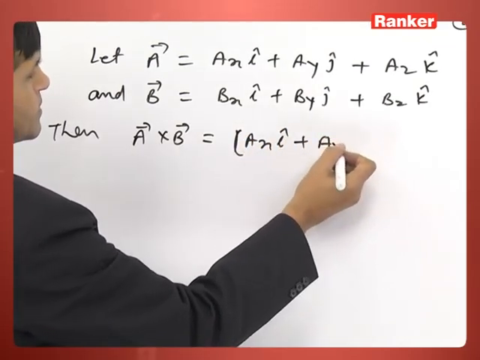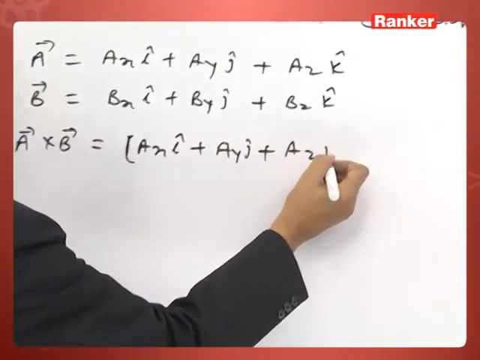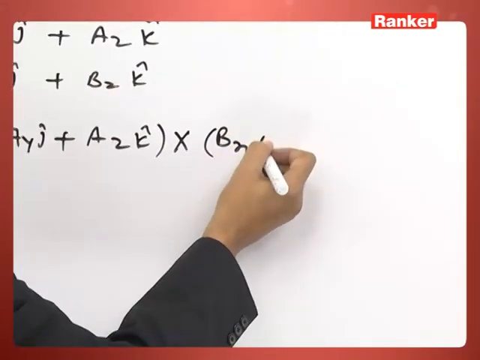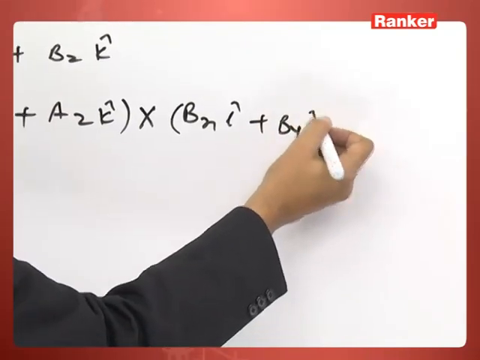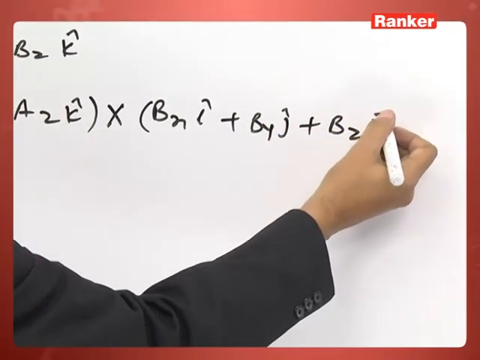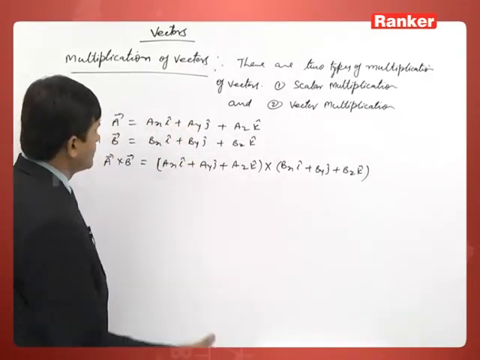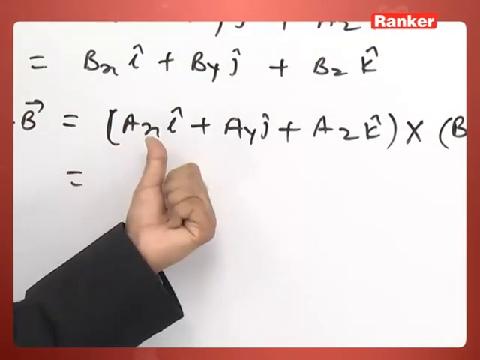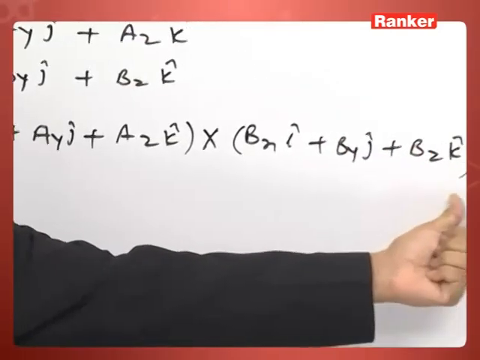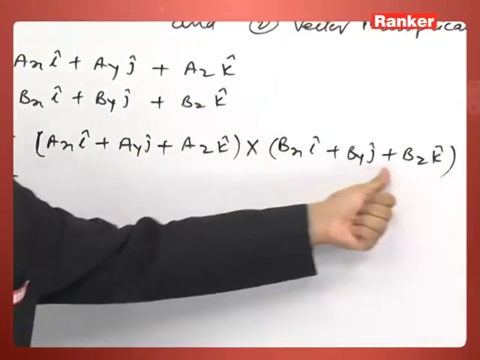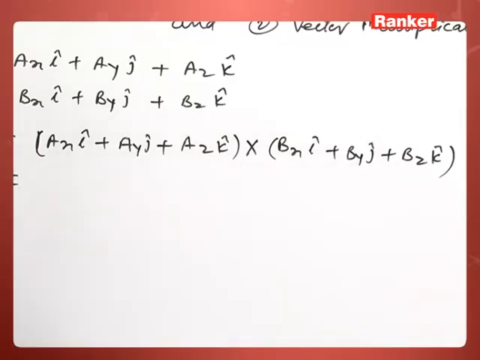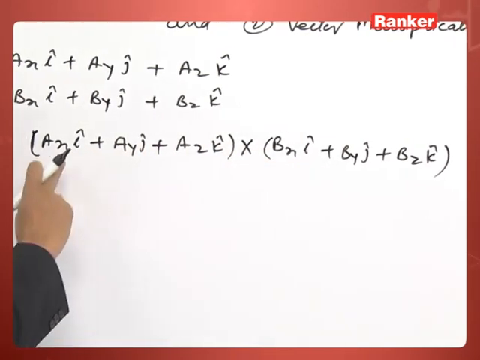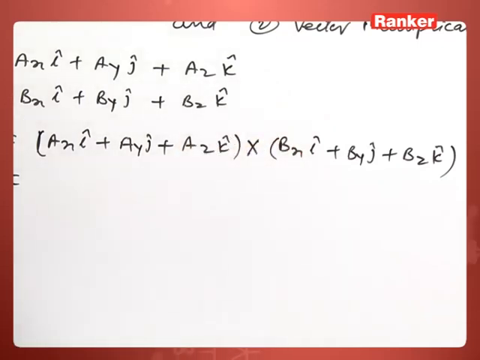ax i cap, ay j cap, az k cap cross bx i cap, by j cap and bz k cap. Now see how to do the cross product. First we will make the cross product between ax i cap and all three of these vectors, then j with all these three, then k with all three. See, as we know, same type of unit vectors give zero cross product. Ax i cap cross bx i cap will be 0.